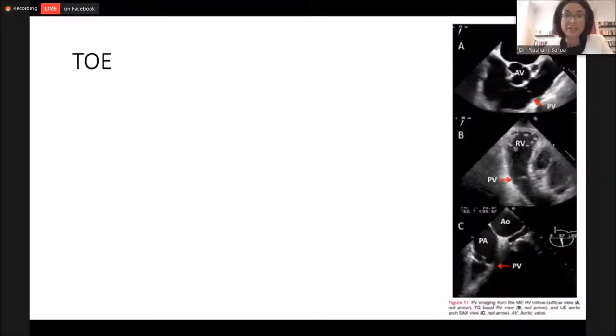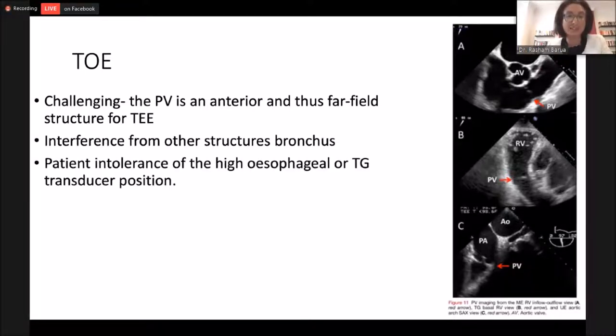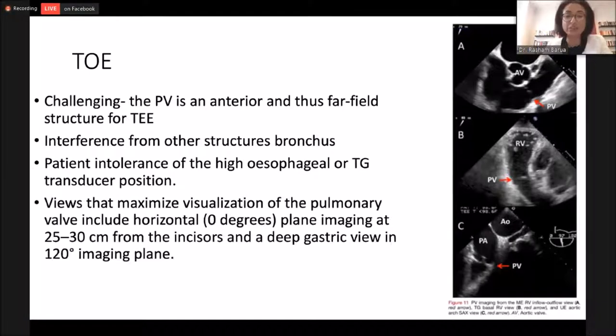In terms of TOE, if we think about where our TOE probe is, it's posterior. And as I've already told you, the pulmonary valve is the anterior structure, so it's far field. And therefore TOE is not the modality of choice for visualizing the pulmonary valve. We do use the inflow outflow valve views, and in patients in whom we don't have decent transthoracic images, if you want to do Doppler measurements, then usual transgastric view. It's going to be particularly difficult in patients who have had aortic prostheses. This is going to cause a lot of artifact and further reduce what you can see. So TOE is not the modality of choice here.